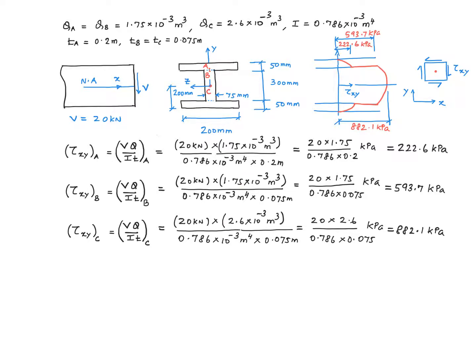Now you repeat these calculations for points B and C, we get these numbers. So the value at point B is 593.7 kilopascal, and the value at point C is 882.1 kilopascal. So you might remember this picture for an I-beam, right, from your basic theoretical analysis section. So this value right here is 222.6 kilopascal, and suddenly it jumps to a value of 593.7 kilopascal as soon as the point falls in the web. The maximum occurs in the middle, and the value is 882.1 kilopascal.